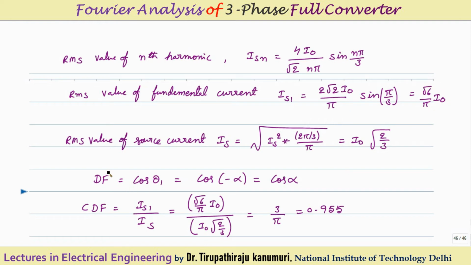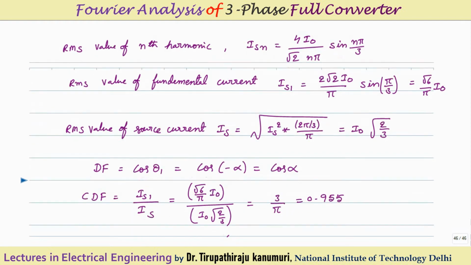So now I can calculate the displacement factor. Displacement factor is the cos of the angle subtended by the fundamental component of the current. The fundamental component of current is minus n alpha. We got n is equal to 1. This becomes minus alpha. So this is equal to cos alpha. Now the current distortion factor is Is1 divided by Is, fundamental component by total component. So this will be 3 by pi, that means 0.955.